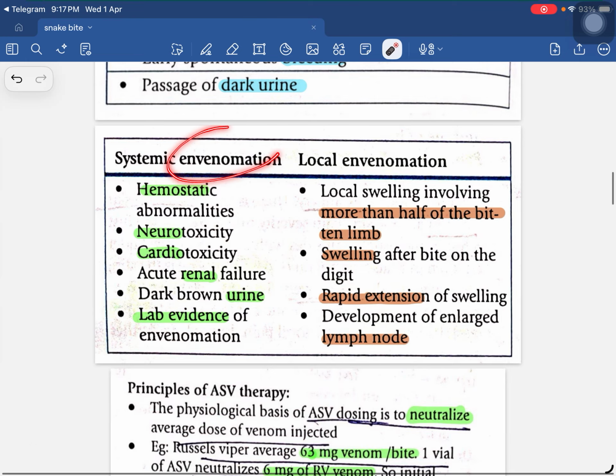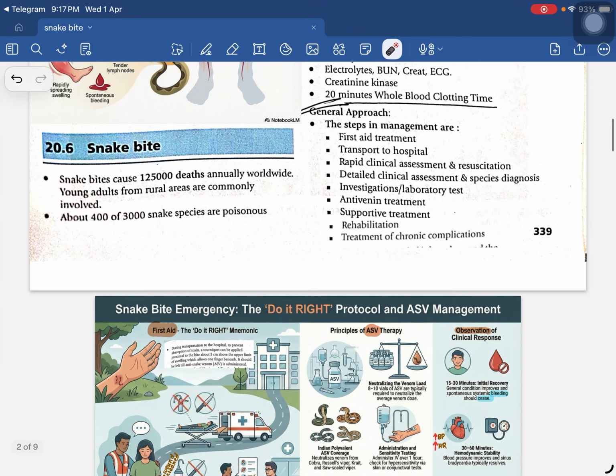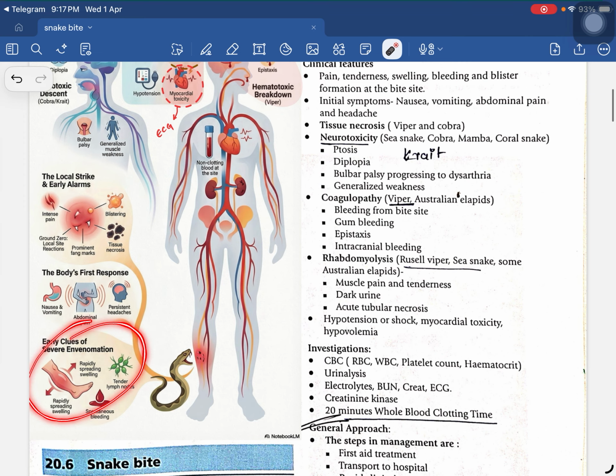Coming to the systemic envenomation and local envenomation difference, just look at this. In systemic envenomation there is hemostasis abnormality, neurotoxicity, cardiotoxicity, renal failure, with urine and lab evidence. In local envenomation, there is local swelling involving half of the bitten limb, swelling after the bite, rapid extension and lymph node involvement, as we have discussed here.